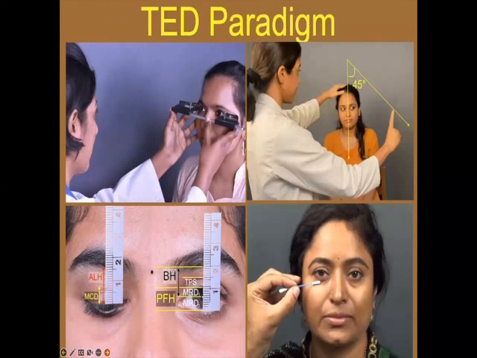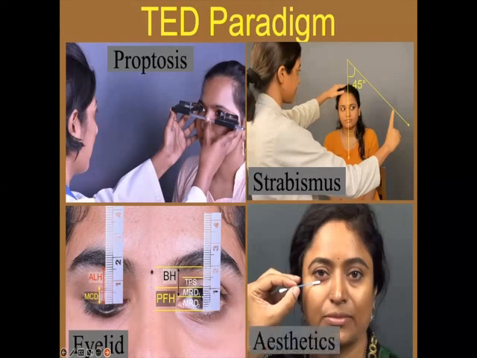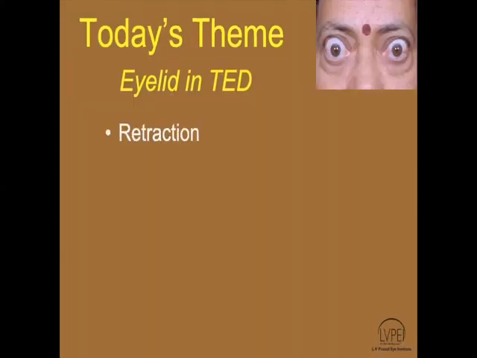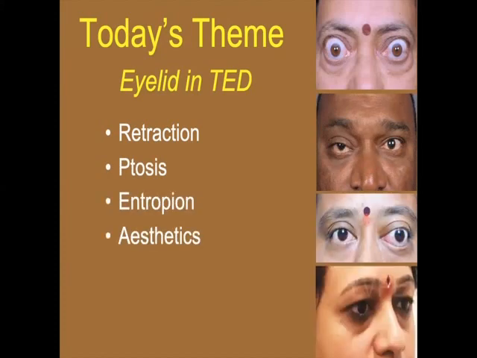We all are aware of the classic thyroid eye disease paradigm of management, where we address the proptosis first, followed by motility, then eyelid, and finally aesthetic considerations. My talk will be mainly about the last two. So today we'll talk about eyelid retraction, ptosis, entropion, and aesthetics of the eyelid in thyroid eye disease.